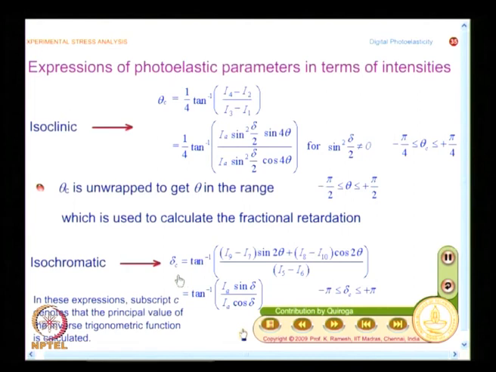Now, the question is, yes, I get the fractional fringe order, how do I get the total fringe order? I have to do a process called phase unwrapping. All these are very interesting developments. I will just show one more aspect.